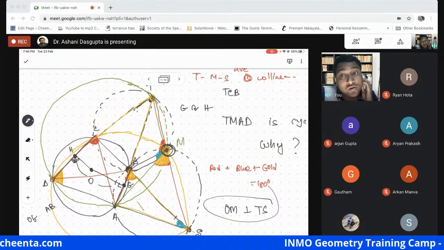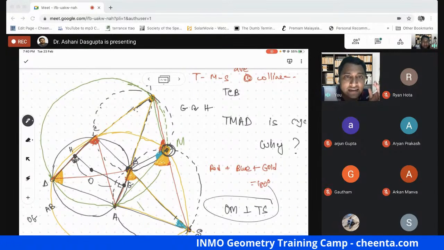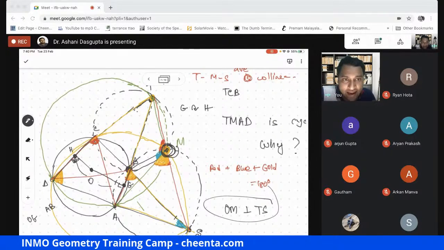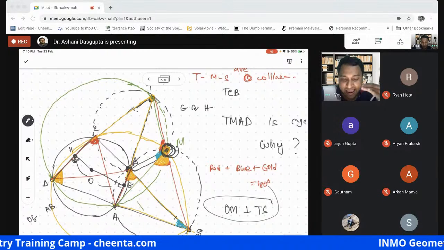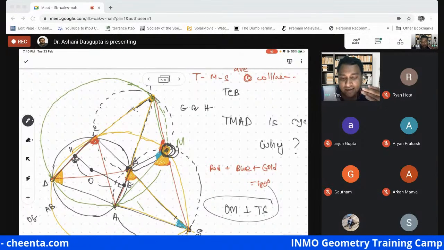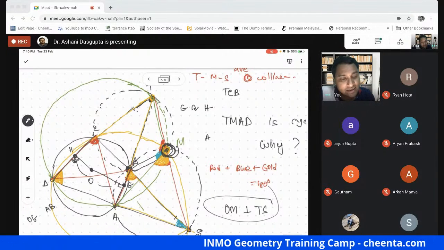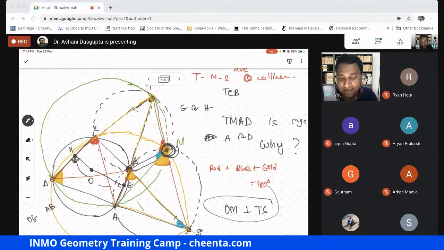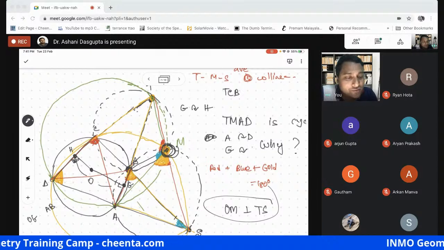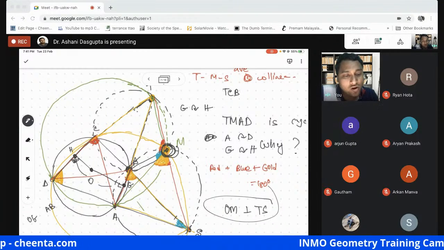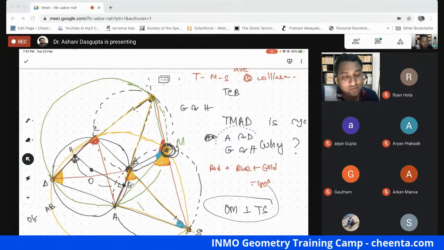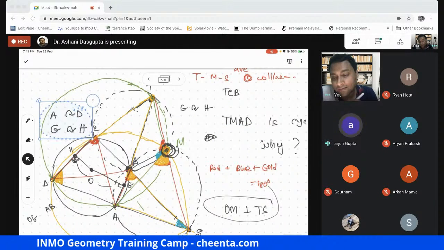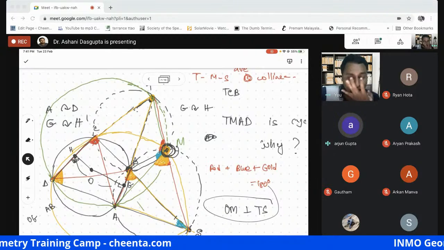Okay, so if you look at point M, then this is A going to D, I'll write it down. A going to D and G going to H. Just focus on this much information. Just put it here. Focus. Sir, I think this gives us that angle AMD is equal to angle GMH.